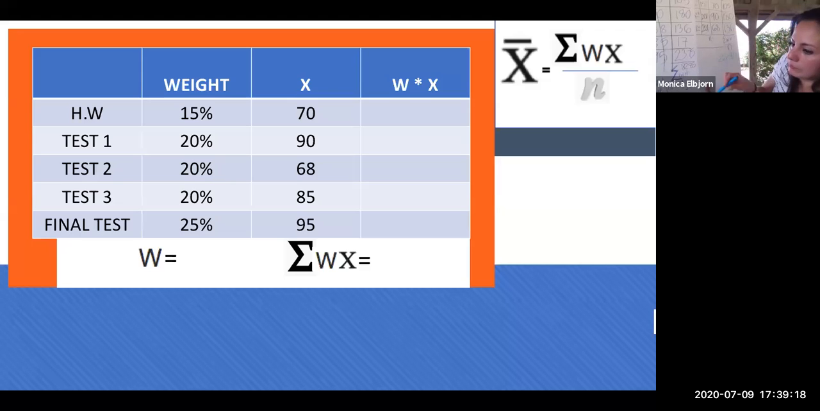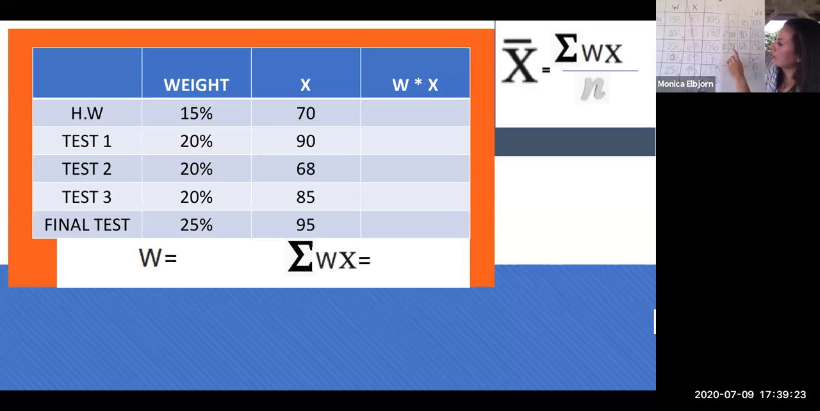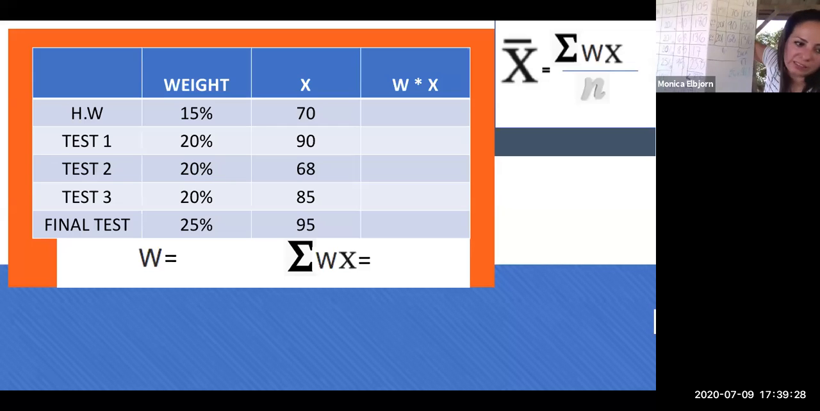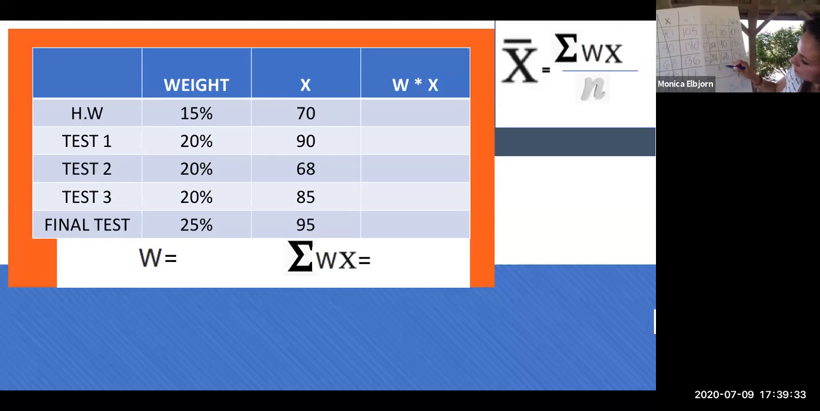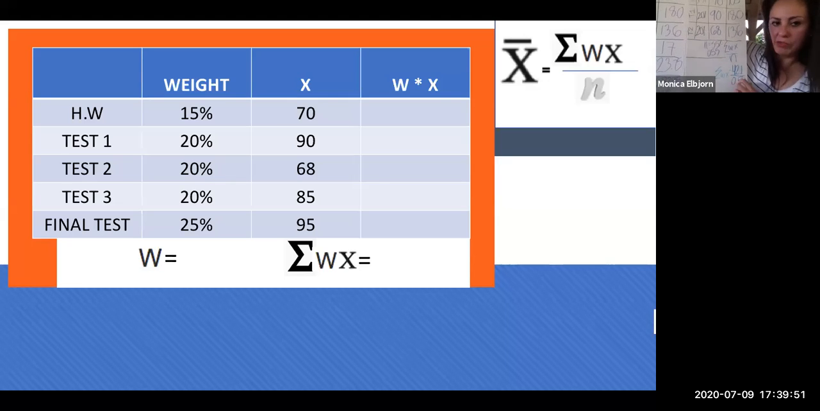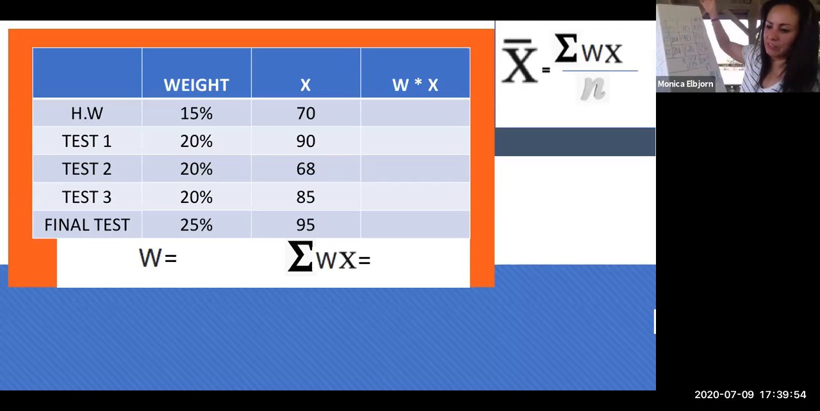divided by, how much is our N? So what's the weight that we have until now? 0.15, 0.20, 0.20, we got 55%. So it's 55% or 0.55. Very good, Benicio. So how much is 42.1 divided by 0.55? 76.5, very good.